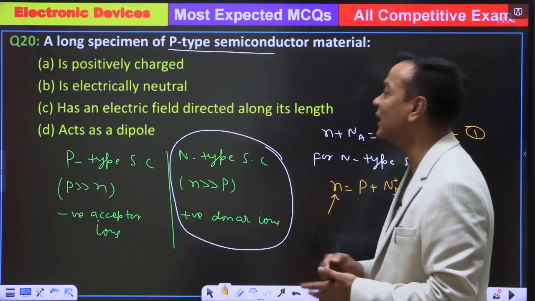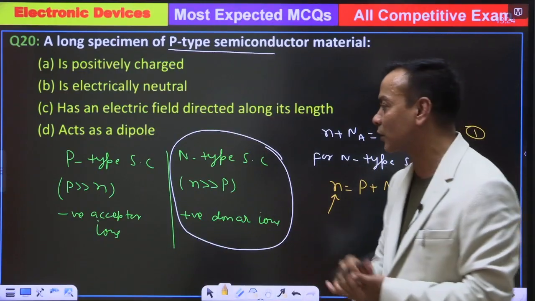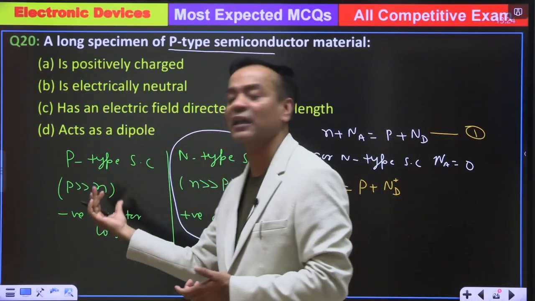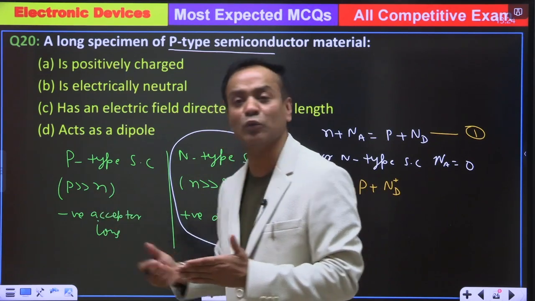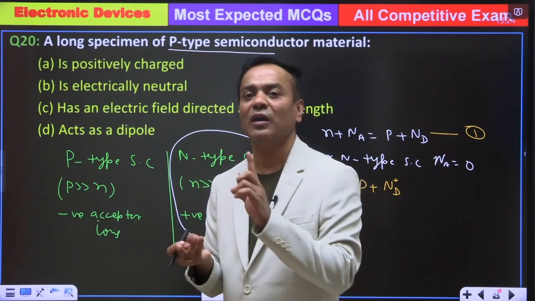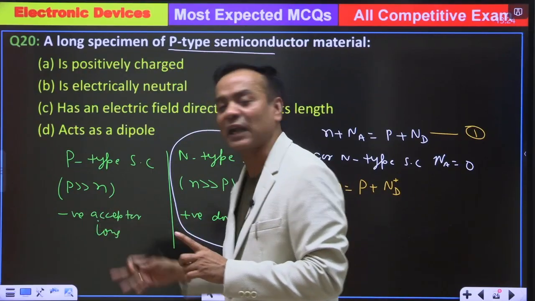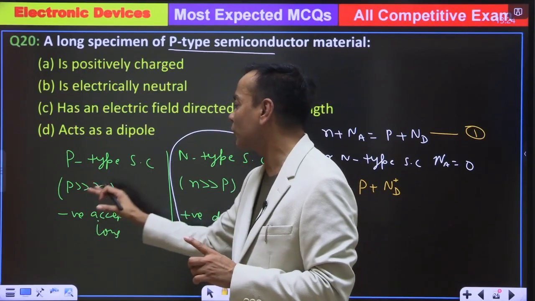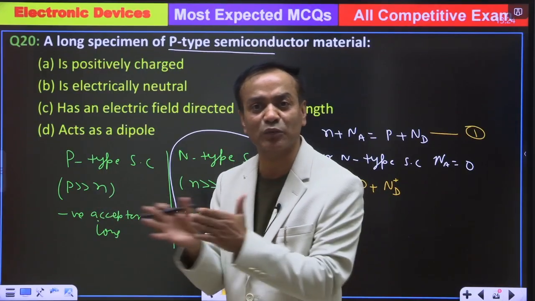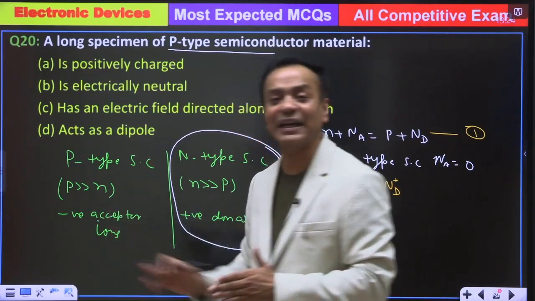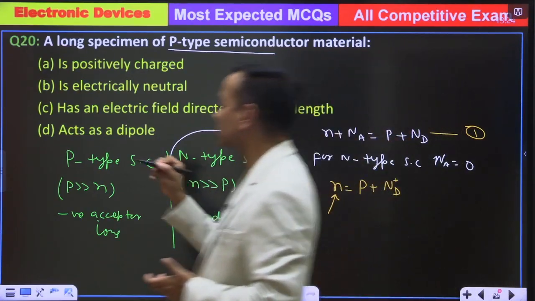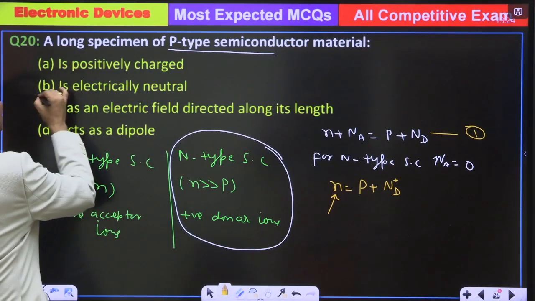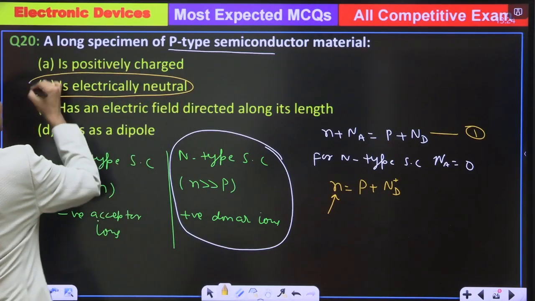In a similar way, for P type of semiconductor also, you see that the number of positive mobile charge carriers as holes is equal to the number of negative acceptor ions plus the number of electrons. Both are matching each other. Due to that reason, electrically it is neutral. So option B is the right answer for this question.